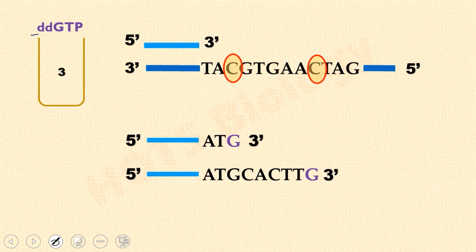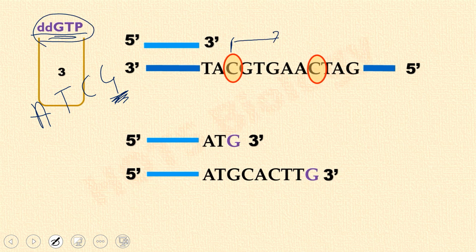Similarly, when we are going to use ddGTP, here also we are having normal adenine, normal thymine, normal cytosine, normal guanine. At this point, either this guanine will be added or this dideoxy guanine will be added. If the normal guanine is added, the chain can elongate further, but if the dideoxy one is added, the chain will be terminated there only. So either chain will be terminated here or chain can be terminated here. So two types of DNA we have got.